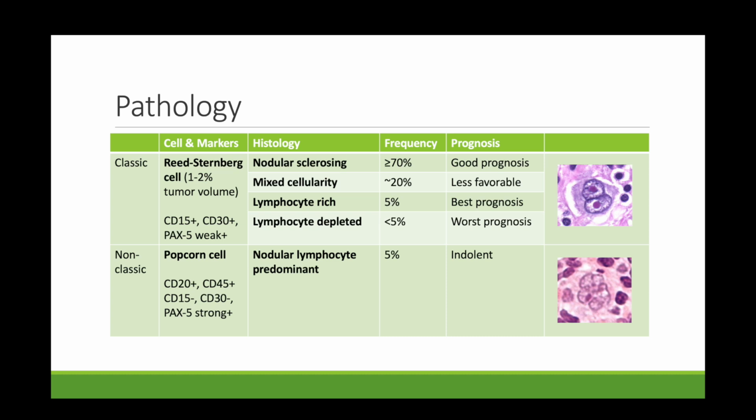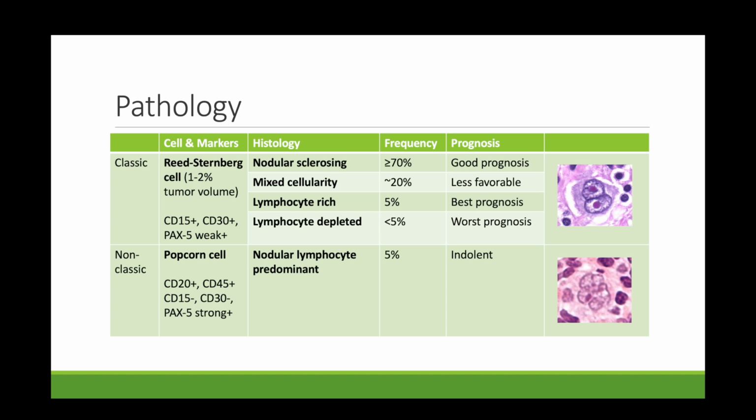So remember, nodular sclerosing is the most common, accounting for over 70% of cases, and has a pretty good prognosis. Mixed cellularity is the next most common, accounting for around 20% of cases, less favorable than nodular sclerosing. And then lymphocyte rich and lymphocyte depleted are both rare, and they are the best and worst, respectively. So lymphocyte rich is the best, it's good if you're rich, and lymphocyte depleted is the worst.